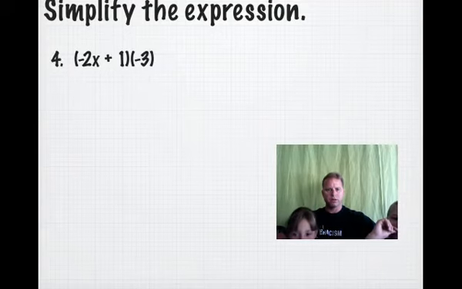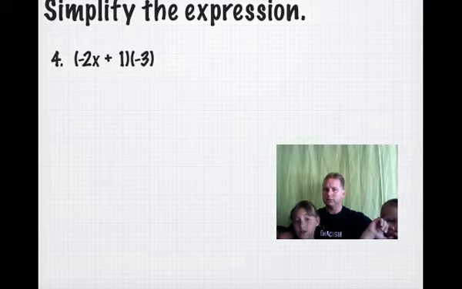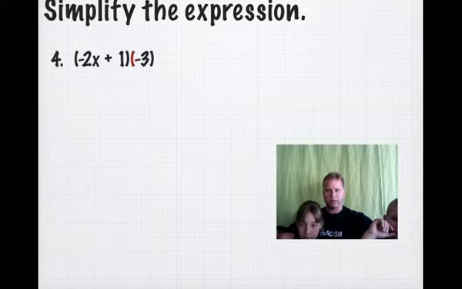Okay. So, what are we multiplying our parentheses by this time? Negative. Negative what? Negative 3. So everything's being multiplied by negative 3.